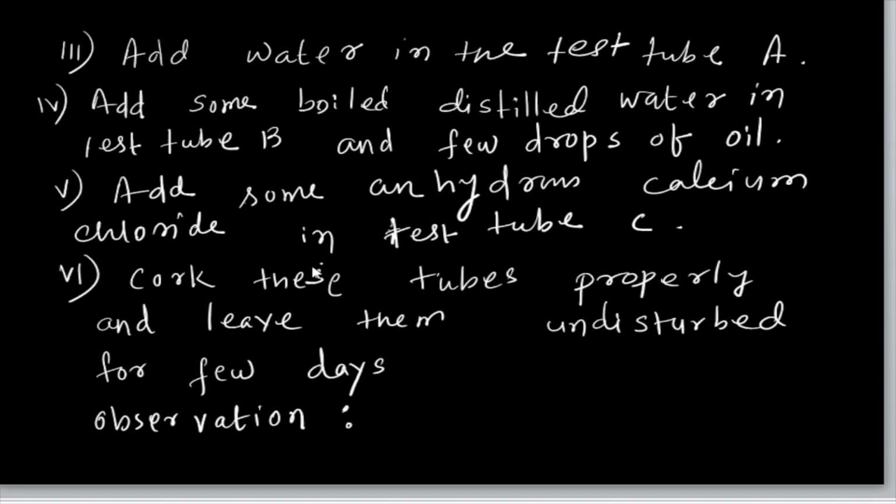Simple water, using tap water like this, you will add to test tube A where one iron nail is there. The next one, that is B. Add boiled distilled water. Boiled distilled water means there is no oxygen in test tube B, and add a few drops of oil.